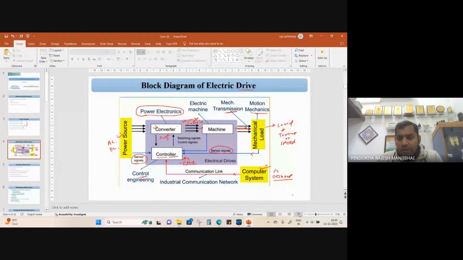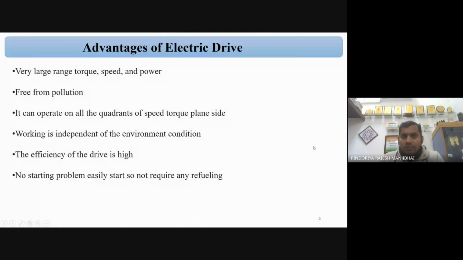So we can say we have many advantages of the electrical drives. The first advantage is a very large range of speed, torque, and power. Torque may range from millinewton meter to kilonewton meter, a very high range. The speed also has a very high range. Power ranges from milliwatt to kilowatt to megawatt to gigawatt.